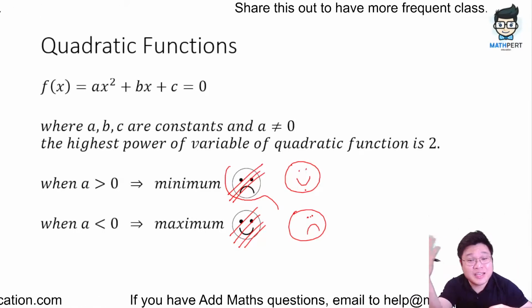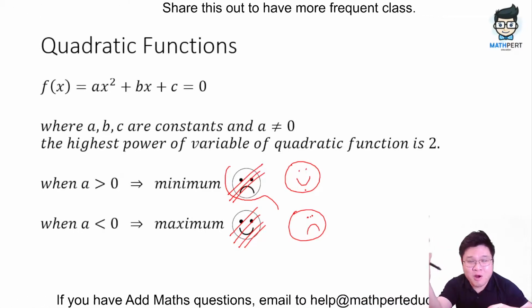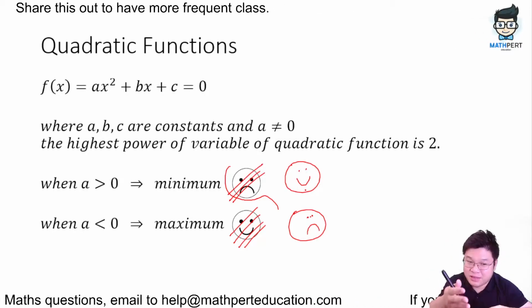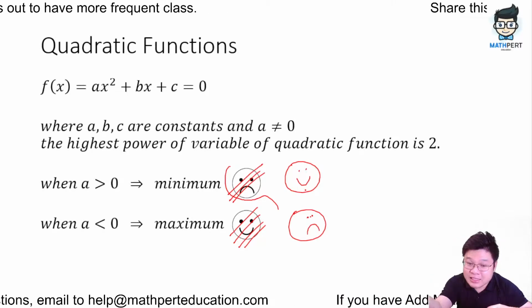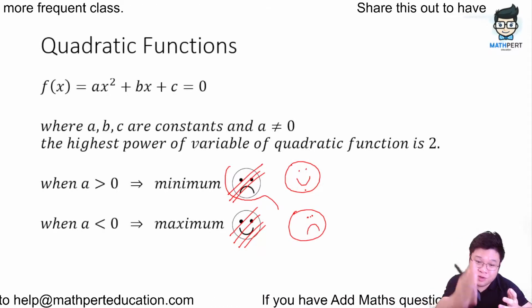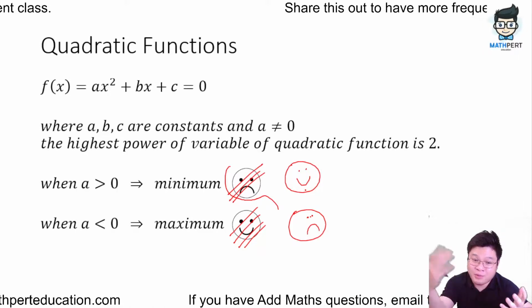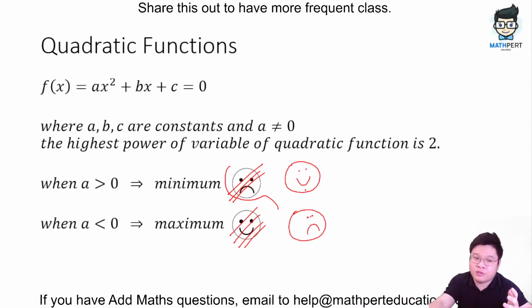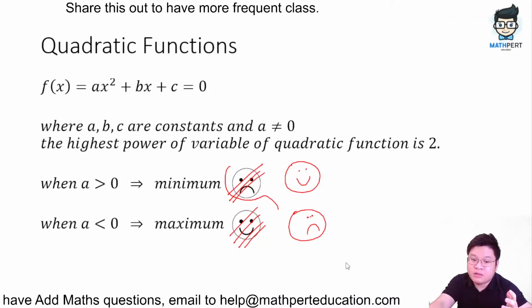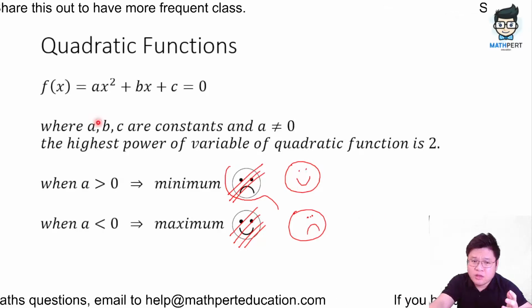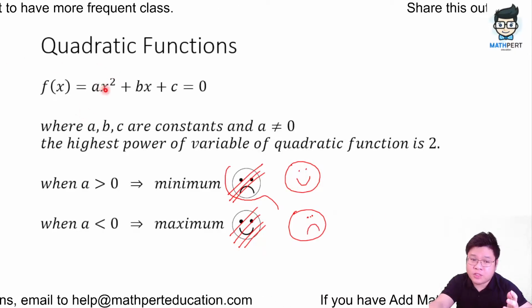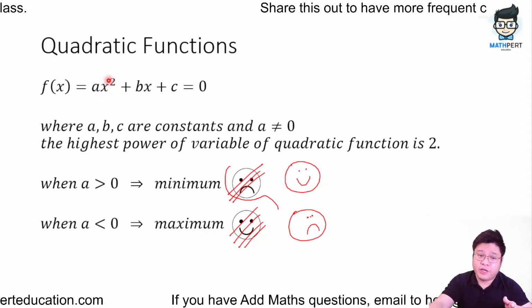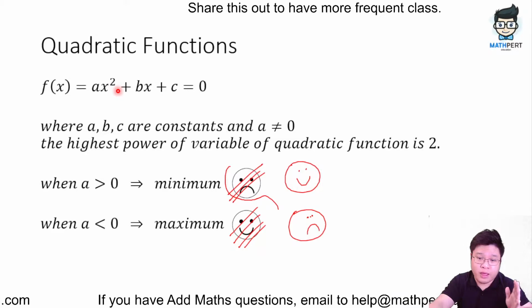So if A is greater than 0, that means you have more. When you have more, you're happy. When you feel happy, this is your emoji, and look at the mouth. So that's why it is a minimum. And if you have less, you feel sad. So this is your emoji. Look at the mouth, then it will become a maximum. Always remember that A cannot equal 0. If A equals 0, that means you do not have x squared, because x squared multiplied by 0 still gives 0. And always remember, for quadratic functions, the maximum power is only square, which is 2.